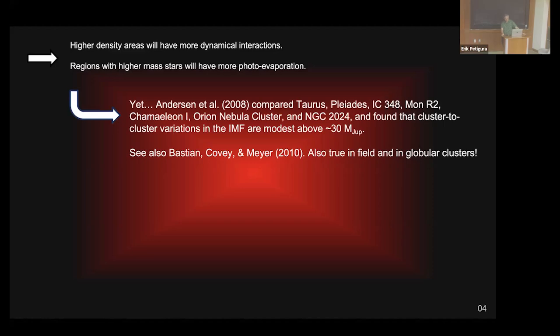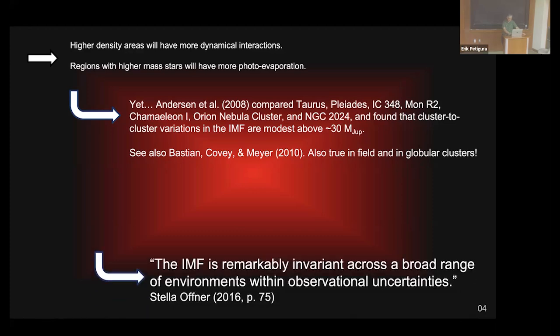That having all been said, we've known now for about 20 years that if we look at nearby clusters such as Taurus, the Pleiades, Orion Nebula cluster, and so forth, that the cluster-to-cluster variations in the IMF are modest or maybe not even there at all within the observational uncertainties, at least above 30 Jupiter masses or so. And this was reiterated in an Annual Reviews article by Bastian, Covey, and Meyer in 2010. And they found it was also true in the field and also in globular clusters. So over a wide range of ages and a wide range of conditions within the galaxy, the IMF looks pretty much the same, surprisingly enough.